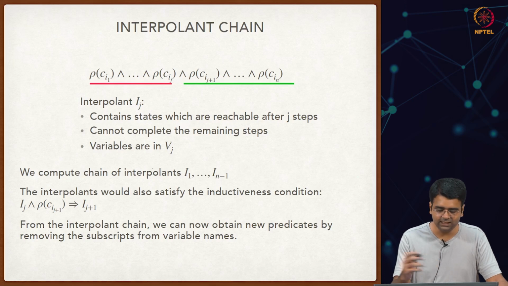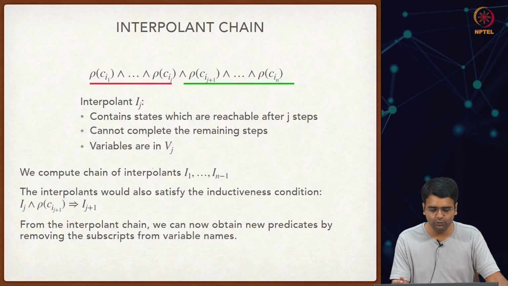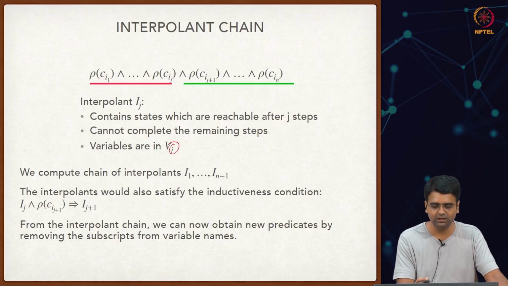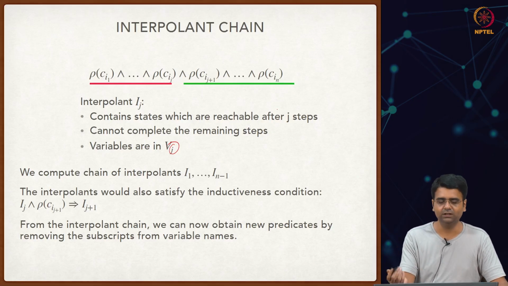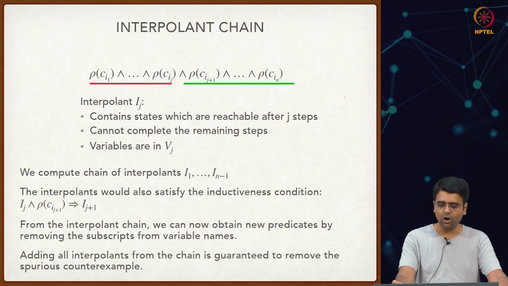So from this interpolant chain, we are going to obtain new predicates by removing the subscripts from the variable names. Essentially we are just going to ignore all the subscripts, we are going to ignore which versions the variables correspond to, and after removing the subscripts, whatever formulas we get will be the new predicates which will be added to the predicate abstraction domain to refine it, okay.